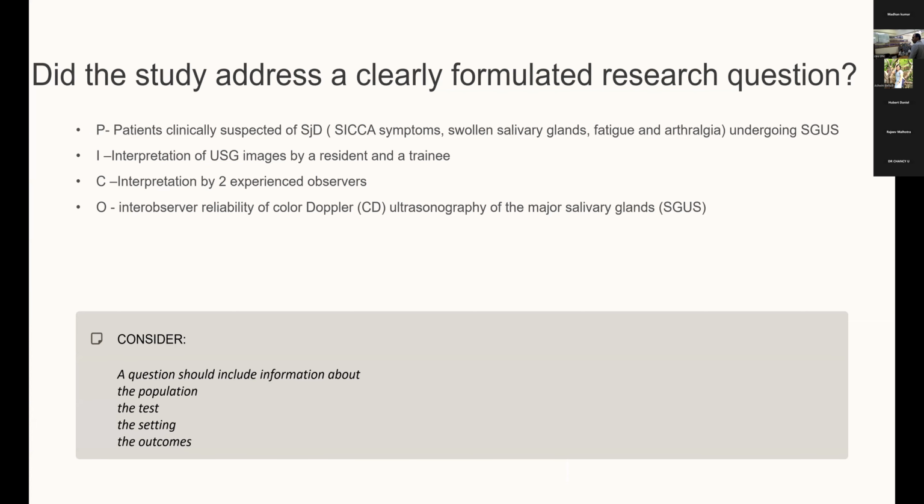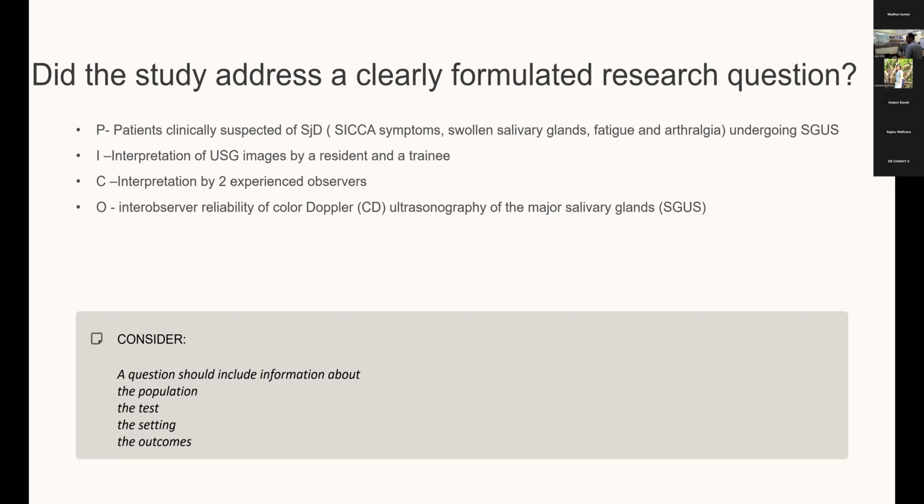Coming to whether the study addressed a clearly formulated research question: the patients were clinically suspected of Sjogren's disease. This was done in the Netherlands in a tertiary care specialist Sjogren's center. They presented with sicca symptoms, which are the glandular features, or fatigue, arthralgia and other extraglandular features. All of them were planned to undergo salivary gland ultrasound. They looked at the interpretation of these images done by a resident with some training and a trainee with very minimal training, compared to the interpretation by 2 experienced sonographers.